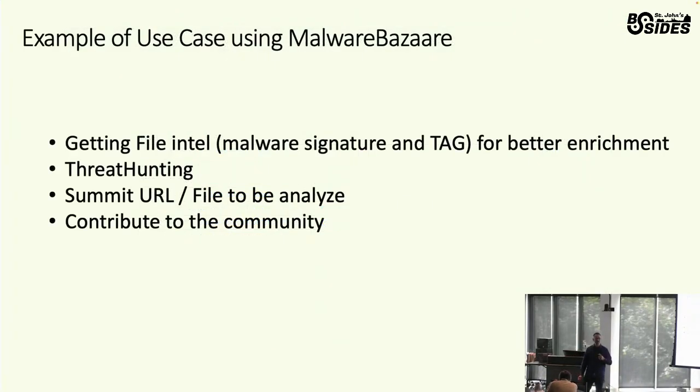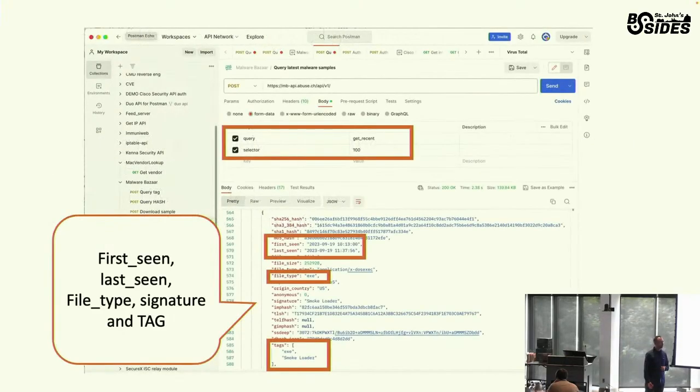So let's look at the use case itself for Malware Bazaar. Again, getting the file intel, right? Is there any malware signature or tag for better enrichment? Threat hunting. Give me, for example, all the last files that are tied to a RAT, or any signature that we want to look for that could be bad for my organization as well. Submit a file to a particular sandbox, and contribute to the community again.